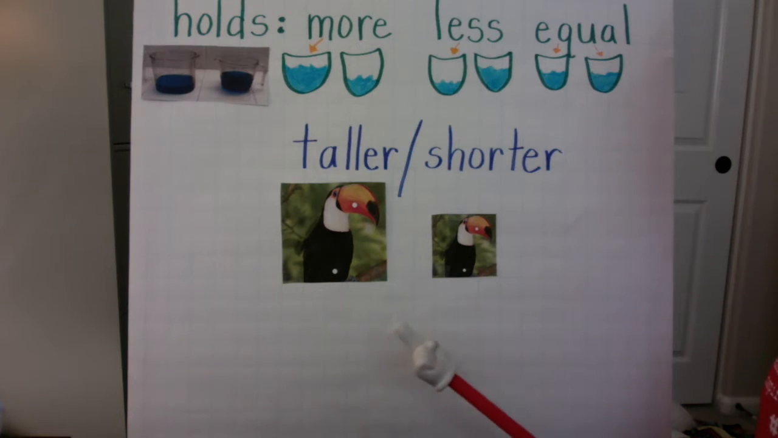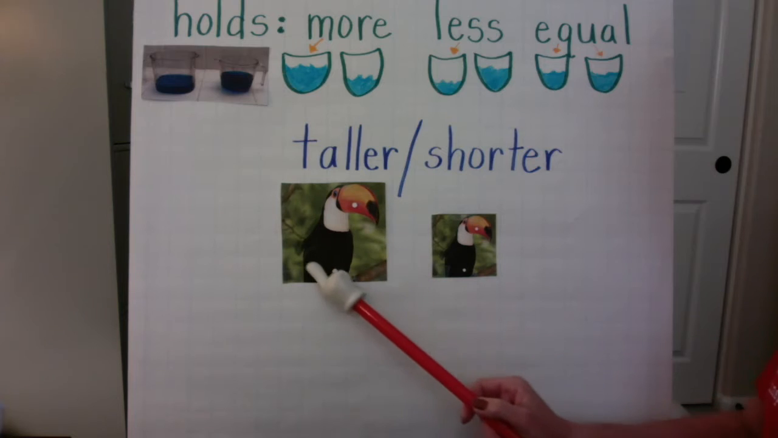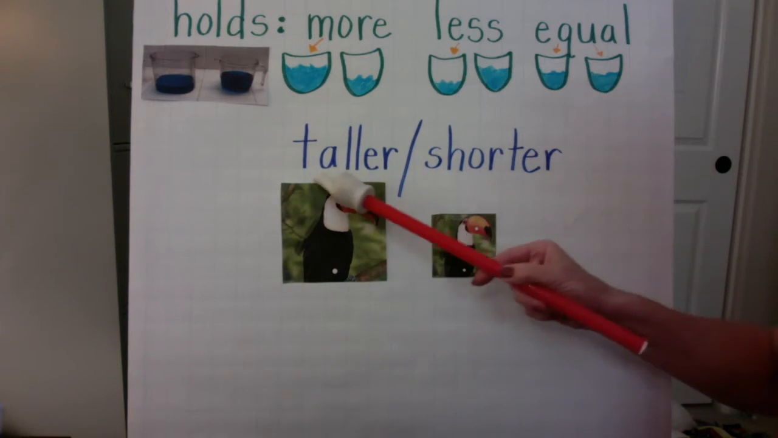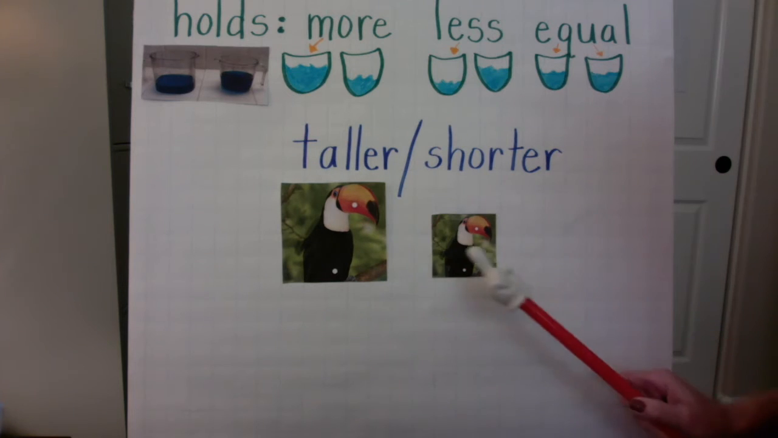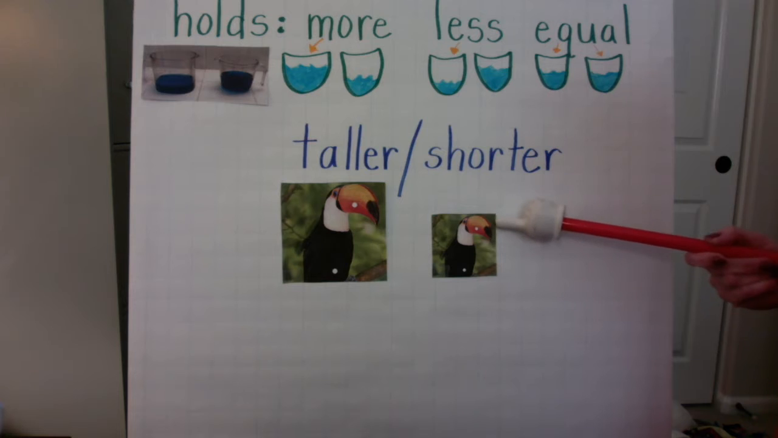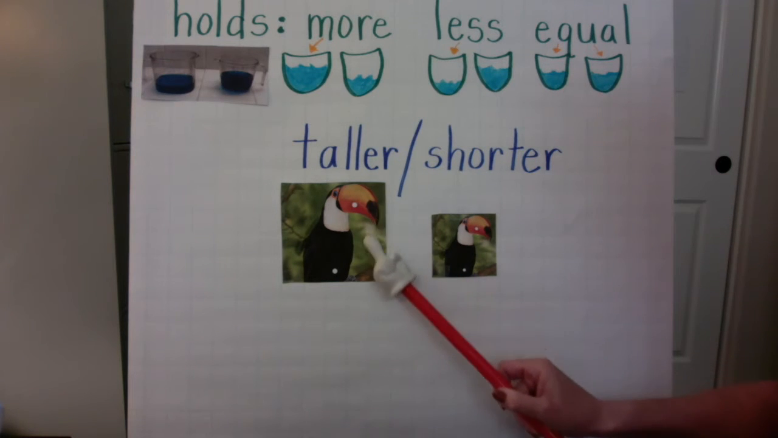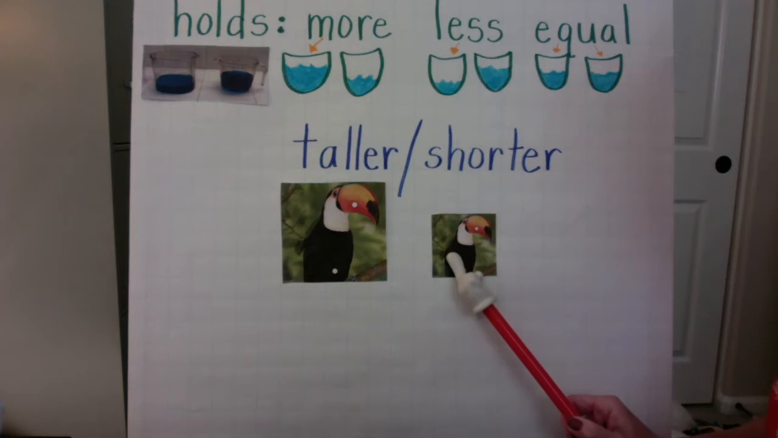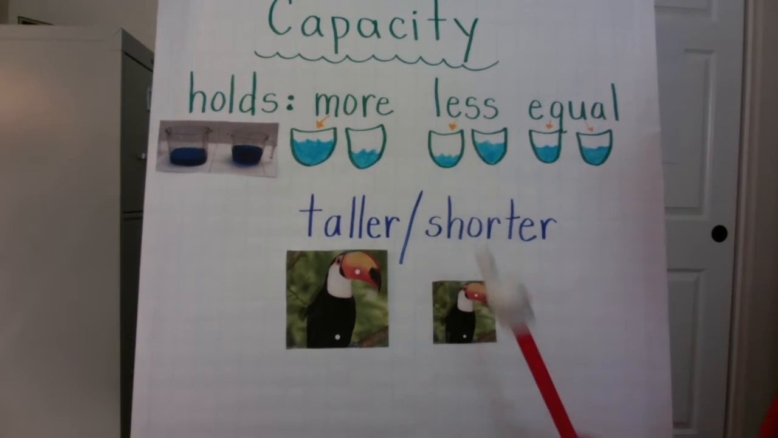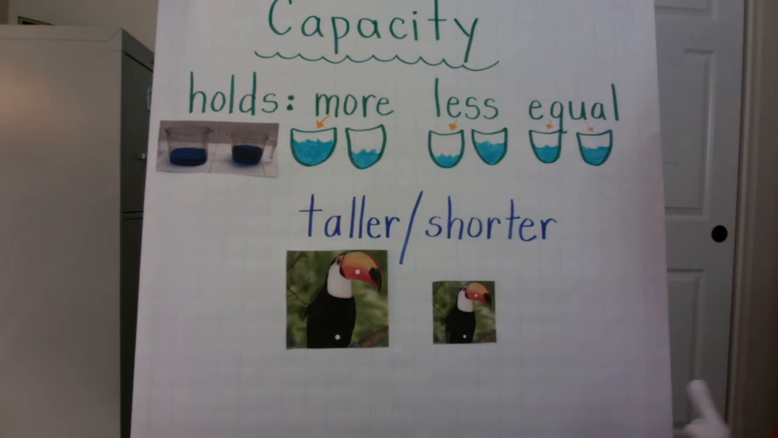Now let's look at the toucan. Which toucan is taller? When I look up here, it looks like this toucan is taller. Which toucan is shorter? It looks like this toucan is shorter. So taller, shorter. Now we're going to look at capacity, and capacity means how much something can hold.